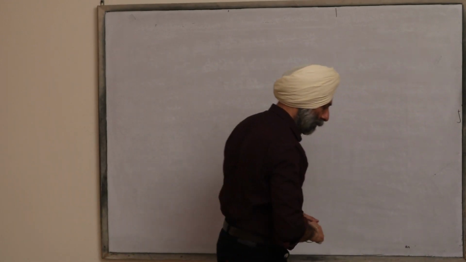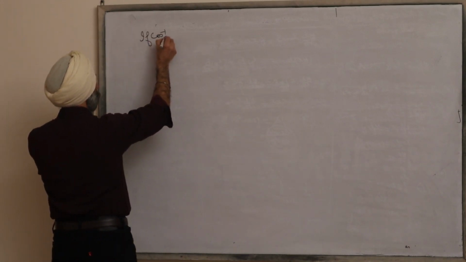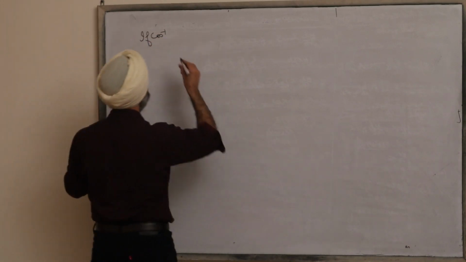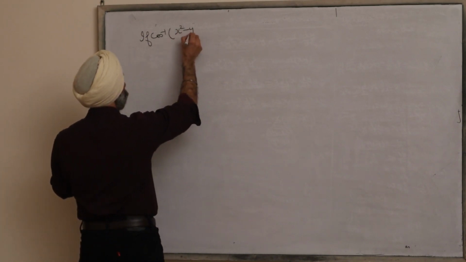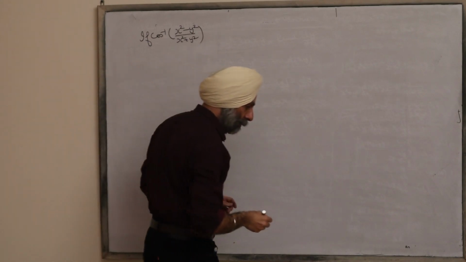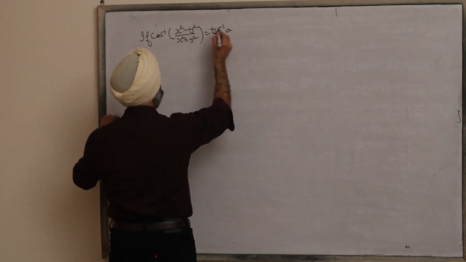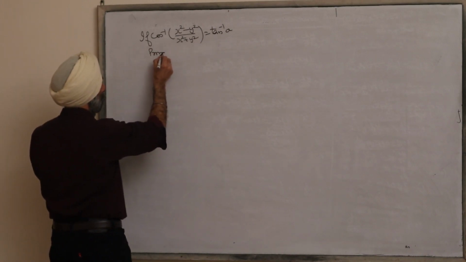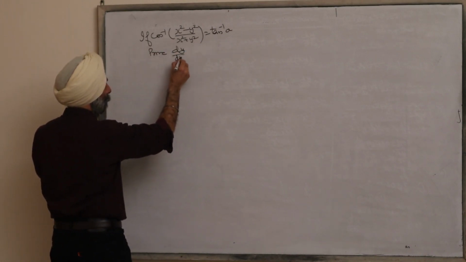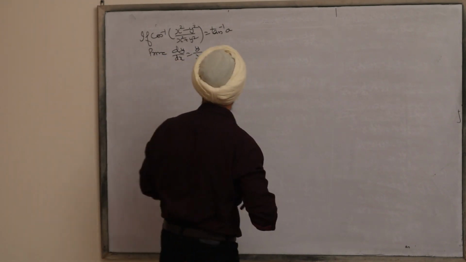Now next is, if cos inverse of x square minus y square over x square plus y square is equal to tan inverse of a, then prove that dy over dx is equal to y over x.